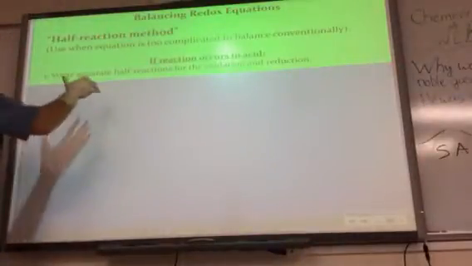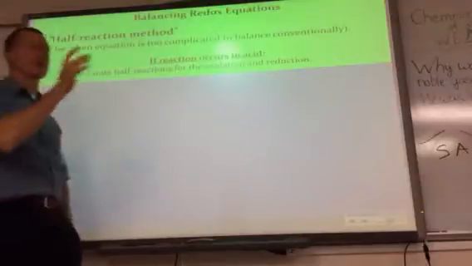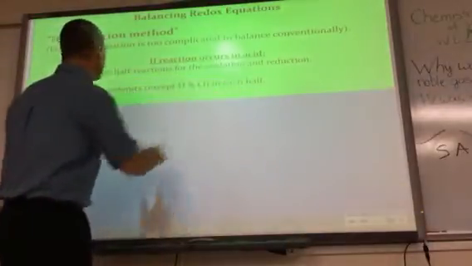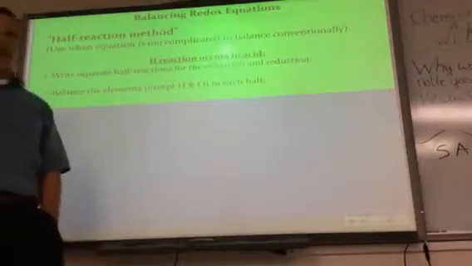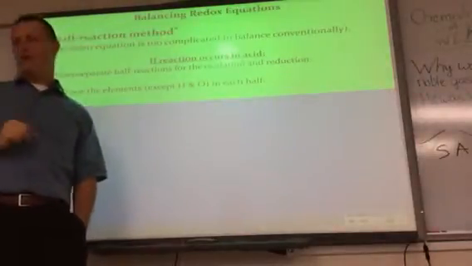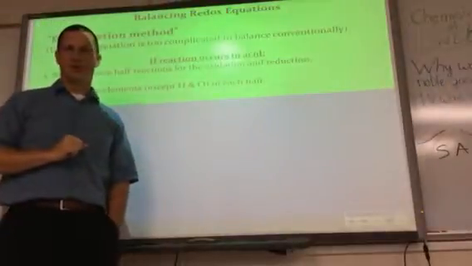So number one, write separate half reactions. What does a half reaction look like? Well, I'll show you. Number two, balance all the elements the way that we always do it, except for the hydrogen and oxygen. They're going to be different.